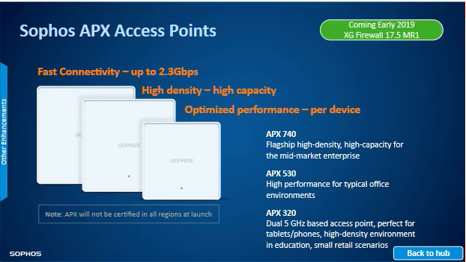This is a great opportunity for XG Firewall customers to refresh their wireless access points to the latest technology that delivers up to twice the connectivity speed, greater capacity in high-density environments, and optimized performance. There are 3 compelling new models to choose from: the APX 740, 530, and 320, which all include state-of-the-art 802.11 AC Wave 2 wireless performance. Note that APX will not be certified in all regions at launch.